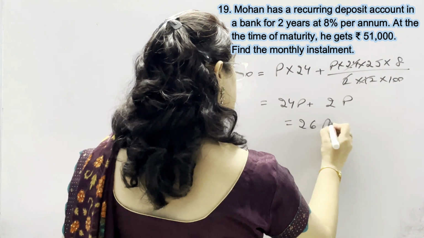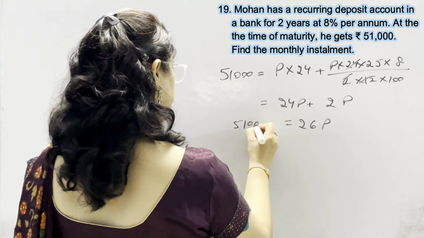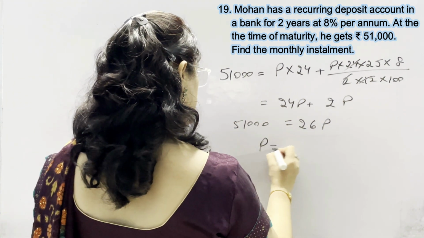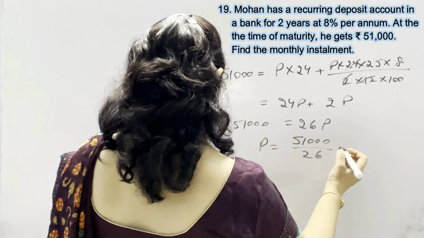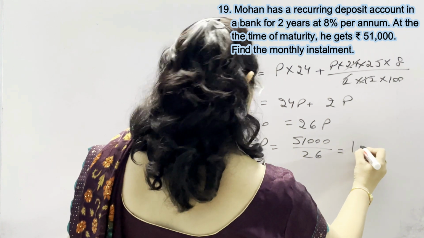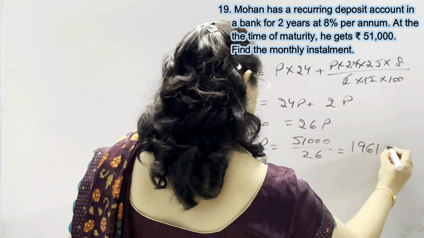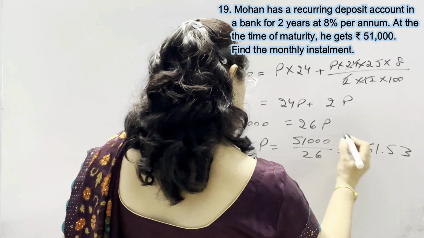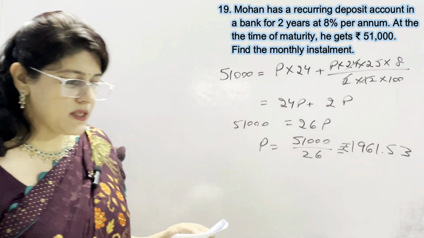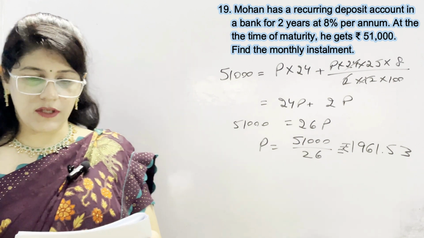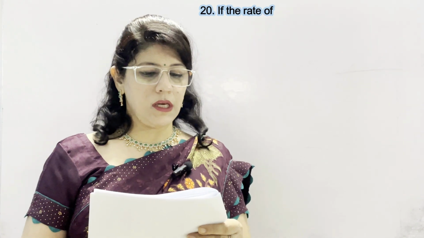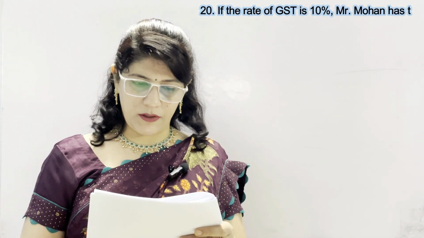It means 26P is equal to 51,000. So P is equal to 51,000 divided by 26. Its value is 1961.53. So value of monthly installment is 1961.53.